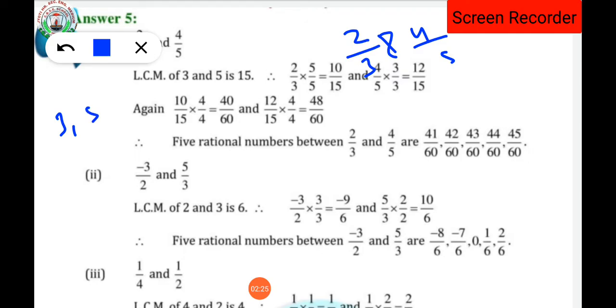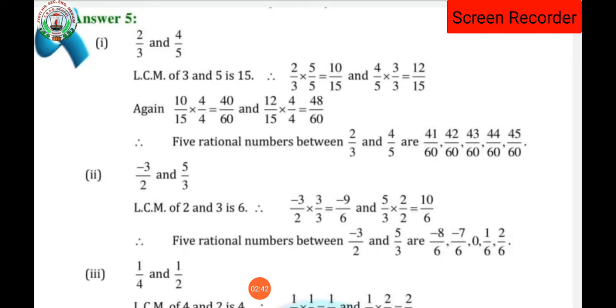Since the denominators are 3 and 5, it is very clear that the denominators are unlike terms, isn't it? So we have to convert them into like terms. While converting into like terms, what are we going to do, students? We are going to take the LCM. Taking the LCM of which two numbers?